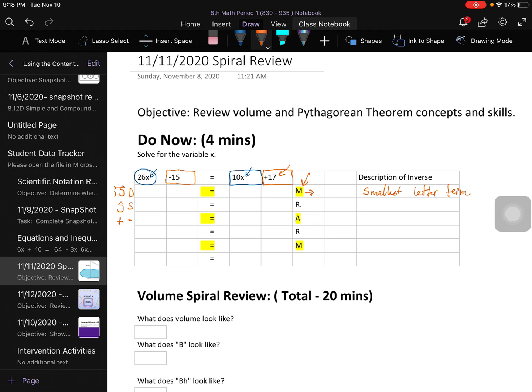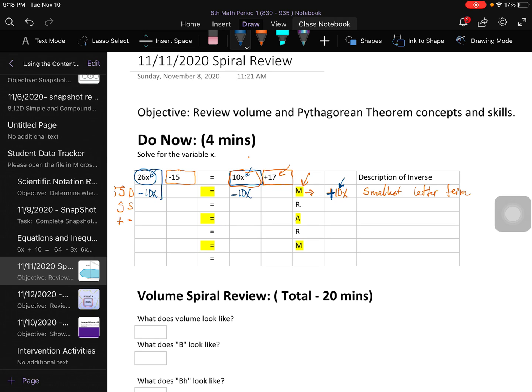All right, so that means out of 26x and 10x, 10x is the smallest letter term. So we're going to write that right here. It is a positive 10x. Now for our inverse, we have to write the opposite of whatever operation is on the term. So our operation is adding, so we are going to write subtraction on both sides. And then we'll do the math.